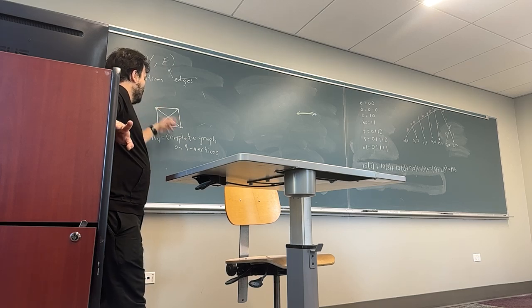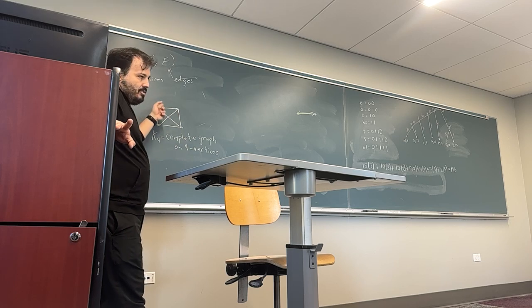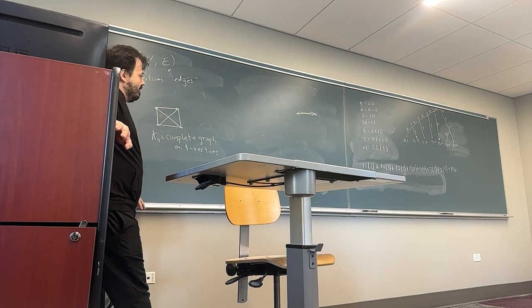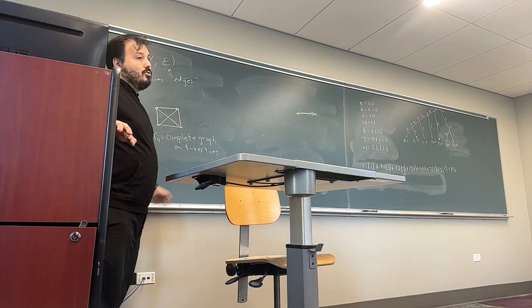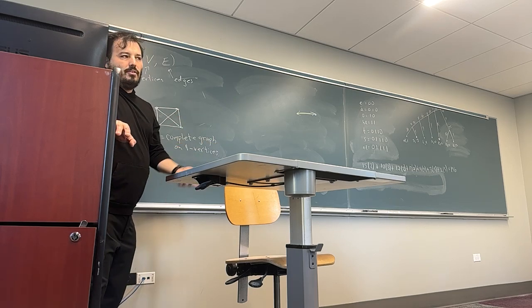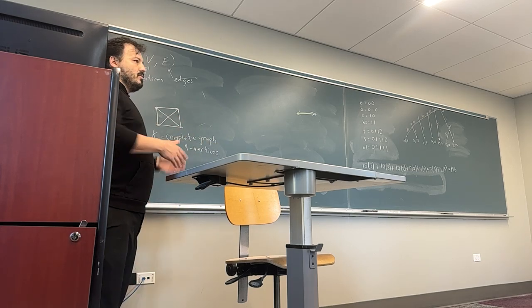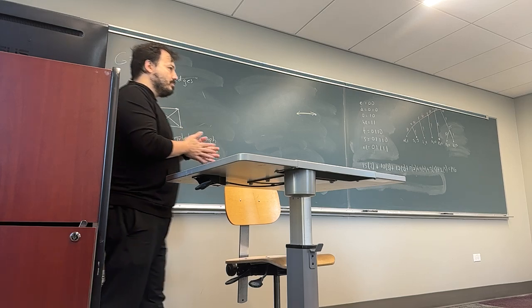A vertex is in a complete graph. You don't have an edge between a vertex and itself. But in general graphs, you do allow loops, things to be connected to themselves.